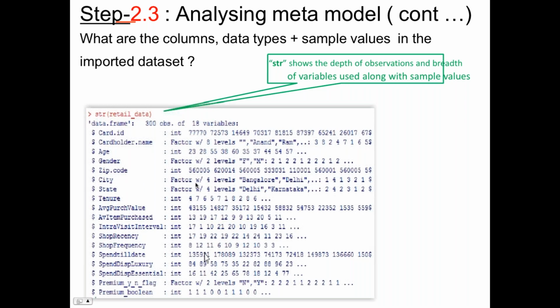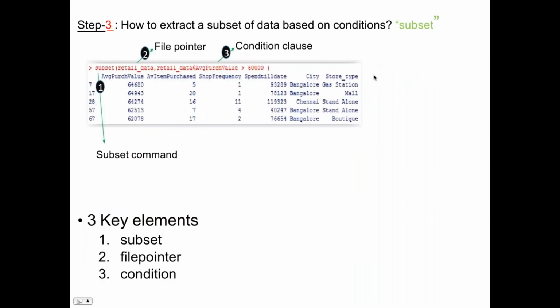If it is a city, it is a factor with 4 levels only. I've got only 4 cities in my data set, Bangalore, Delhi, and another 2, maybe Hyderabad and something else. Likewise, if it's a premium customer, it's a factor with 2 levels, yes or no. So it'll give you the depth of observations and breadth of variables.